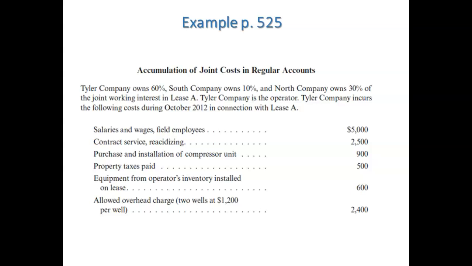So we have salaries and wages of field employees. This is going to be lease operating expense. You have contract service, again, lease operating expense. Purchase and installation of compressor unit. This will be wells and equipment. You have property taxes paid, would be lease operating expense. Equipment from the operator's inventory installed on the lease. That's going to be wells and equipment. And then you have the overhead charge that's allowed. For this example, there are 2 wells, and the agreed upon overhead charge is $1,200 per well, so that would be $2,400.